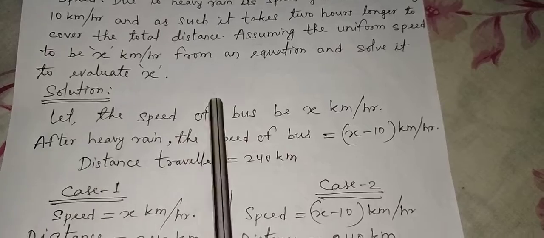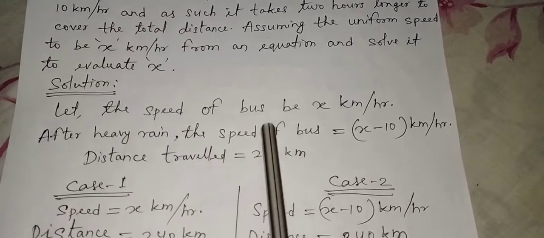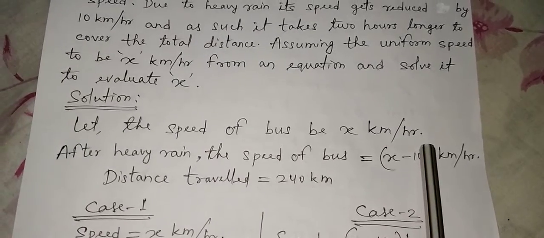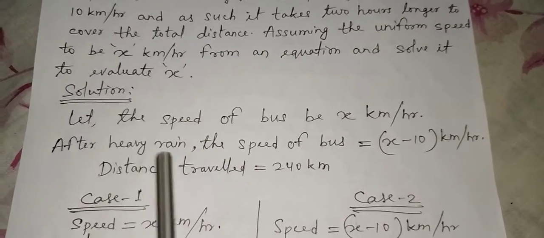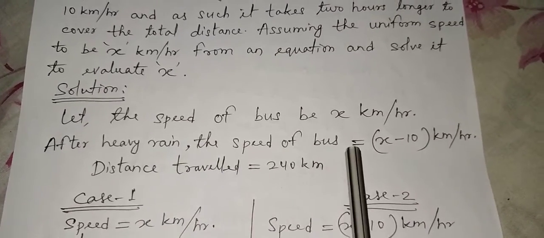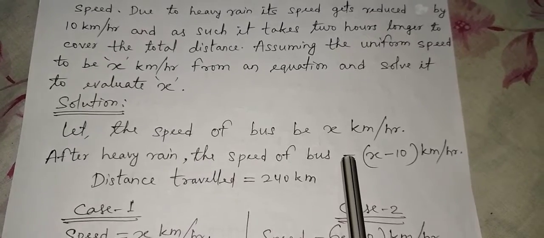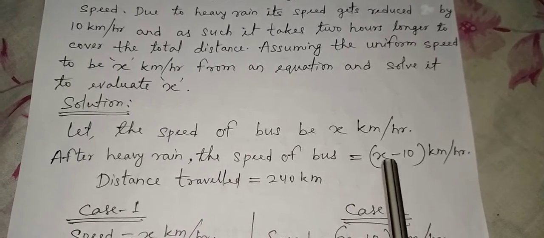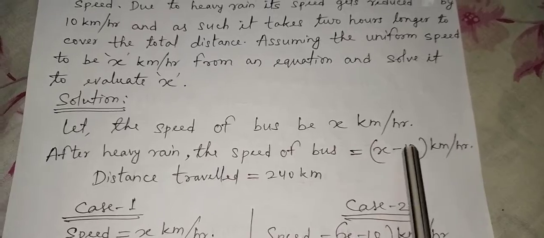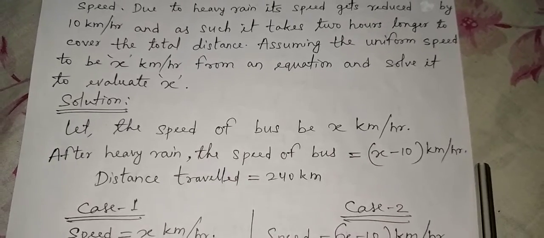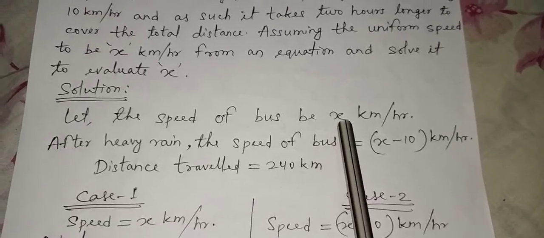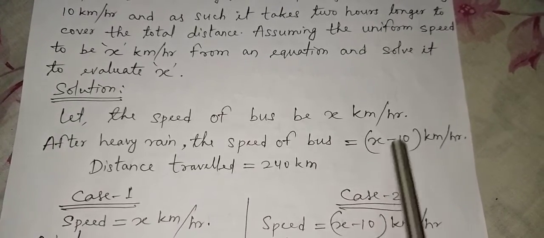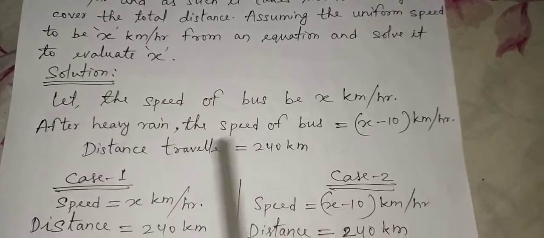So my solution starts. Let the speed of the bus be x km per hour. But after heavy rain, the speed of the bus will reduce by 10 km per hour. That means x will become x minus 10 km per hour. Just like I said, if it was 80, it will become 70. Similarly, if it is x, then it will become x minus 10 km per hour.